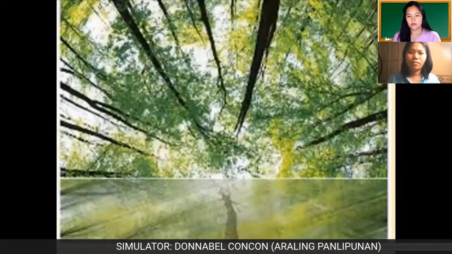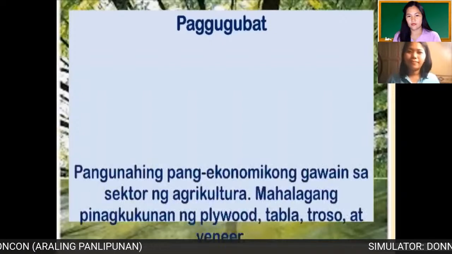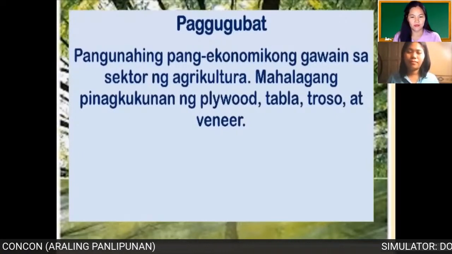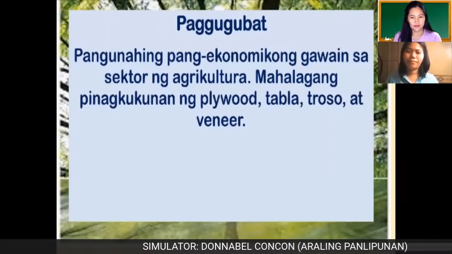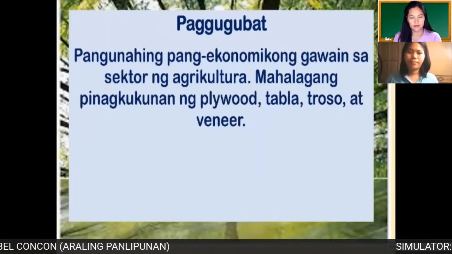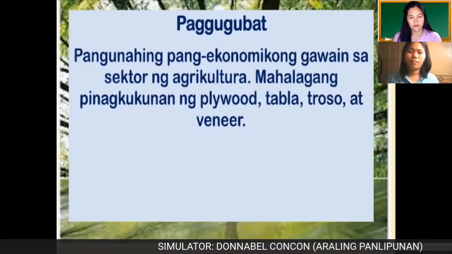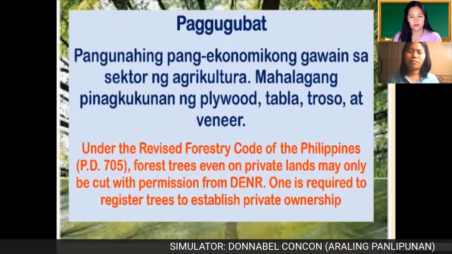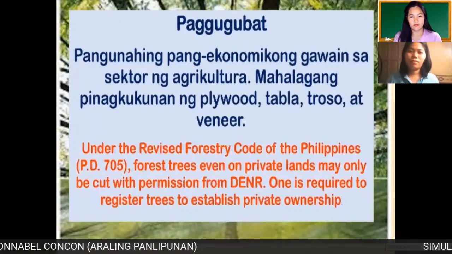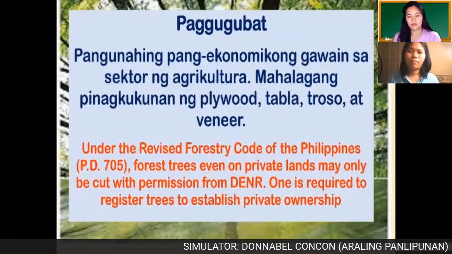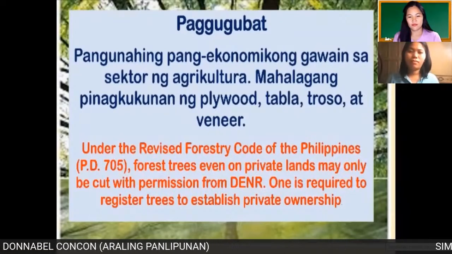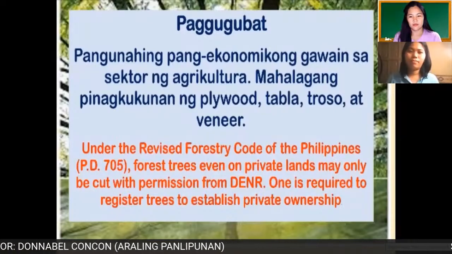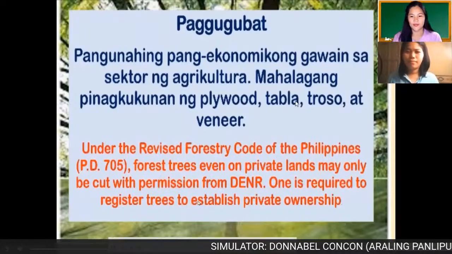Ang pang-apat na subsektor ng agrikultura ay ang paggugubat. Ito ay pangunahing pang-ekonomikong gawain sa sektor ng agrikultura. Mahalagang pinagkukunan ng plywood, tabla, troso at veneer na ginagamit natin sa pagpapatayo ng ating mga bahay at pagpapagawa ng mga furnitures. Patuloy na nilinang ang ating kagubatan, bagamat tayo ay nahaharap sa suliranin ng pagkaubos ng mga yaman nito. Kaya't, under the Revised Forestry Code of the Philippines or PD 705, hindi tayo pwede na basta-basta na lang pumutol ng punong kahoy. Kailangan nating humingi ng permiso galing sa DENR kahit pa pagmamay-ari natin ang punong ito. Kailangan natin itong iparehistro para magkaroon tayo ng ownership. Okay, ayan.